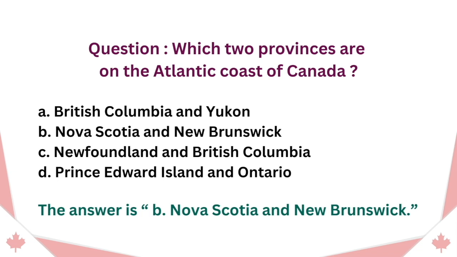Question. Which two provinces are on the Atlantic coast of Canada? A. British Columbia and Yukon. B. Nova Scotia and New Brunswick. C. Newfoundland and British Columbia. D. Prince Edward Island and Ontario. The answer is B. Nova Scotia and New Brunswick.